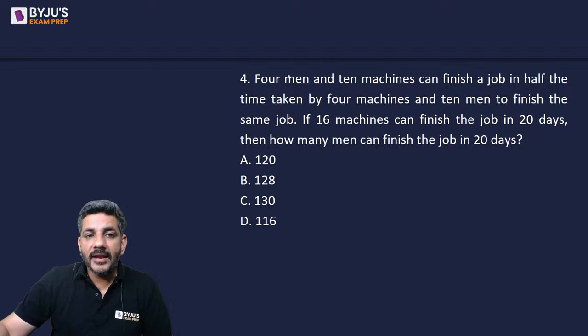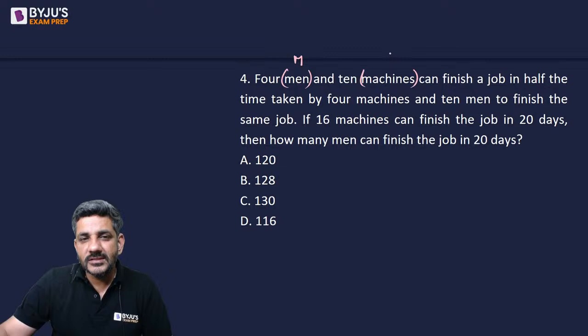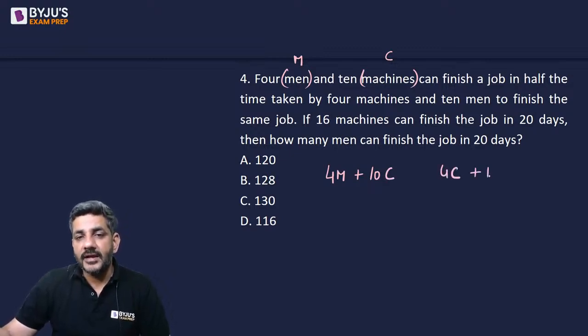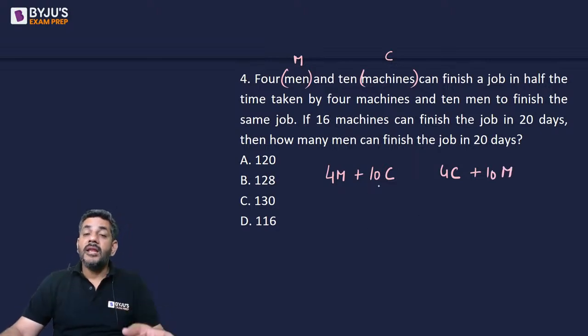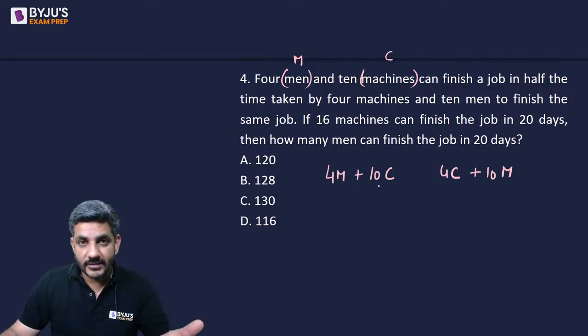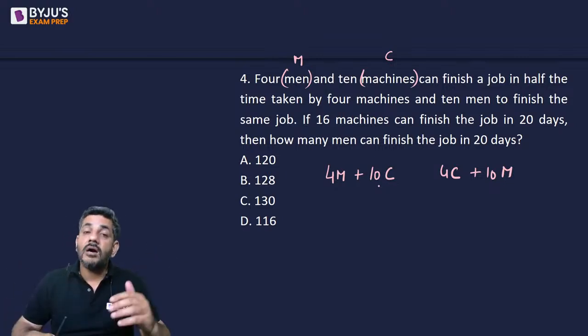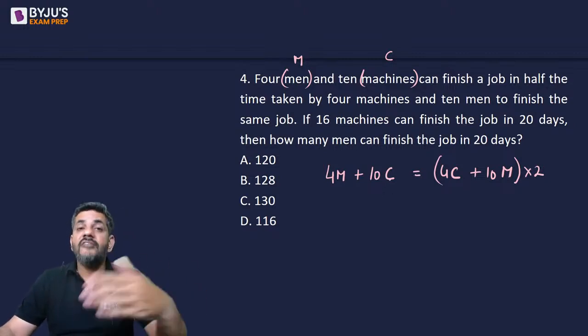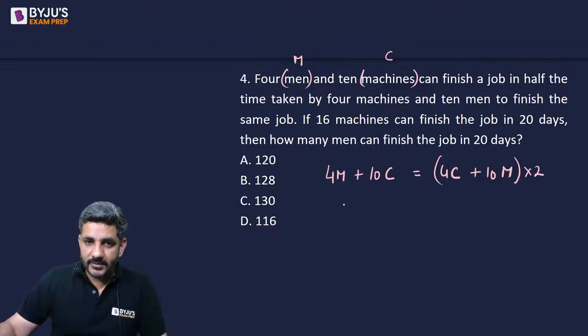It says 4 men, let's call the men as M, and 10 machines, let's call the machines as C. So 4 men plus 10 machines can finish the job in half the time taken by 4 machines and 10 men. Now, because the 4 men and 10 machines are taking half the time, that means they are doubly efficient. अगर आप किसी से आधा टाइम लेते हैं तो आप उससे डबल एफिशिएंट है. So that means this other group when doubled would become equal to the first group, क्योंकि ये डबली एफिशिएंट हो जाएंगे इनसे, तो उसके डबल इसके बराबर आएगा.